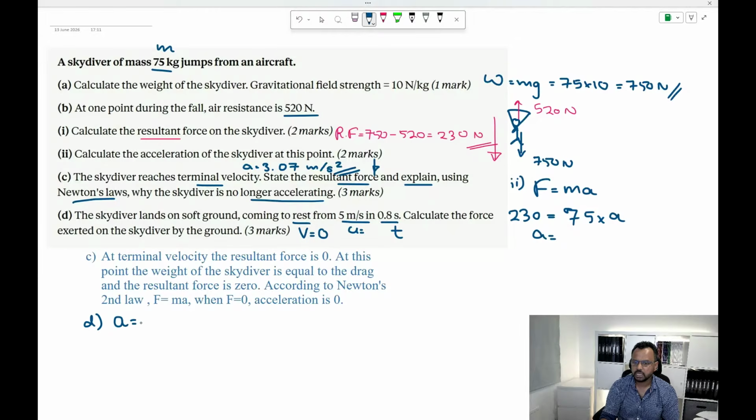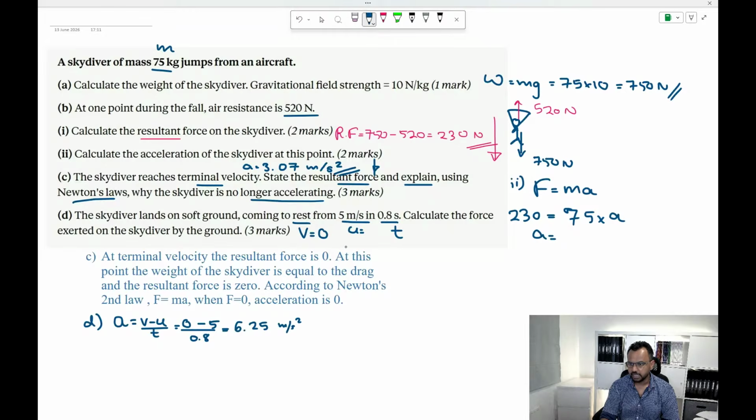Remember the formula a is equal to v minus u over t, guys, right? v is 0, right? u is 5. Remember, why is v 0? Because the person lands on the soft ground and stops eventually. So final is 0. Initial is 5, divided by the time, 0.8. So all you need to do is 5 divided by 0.8. You get a negative sign here because it's in the opposite direction, guys. You don't need to worry about it. It's 6.25 meters per second squared.